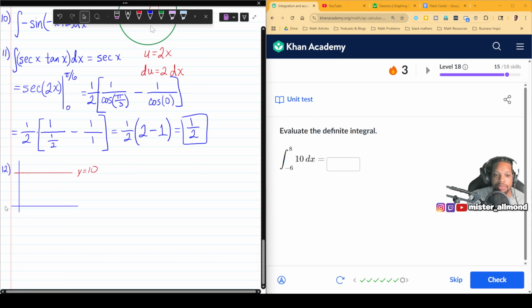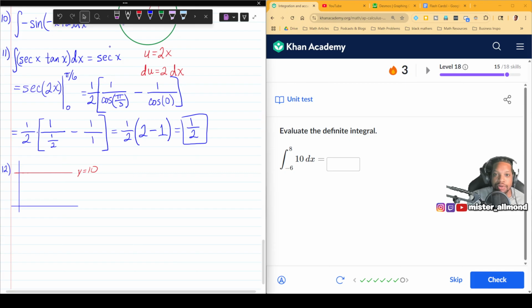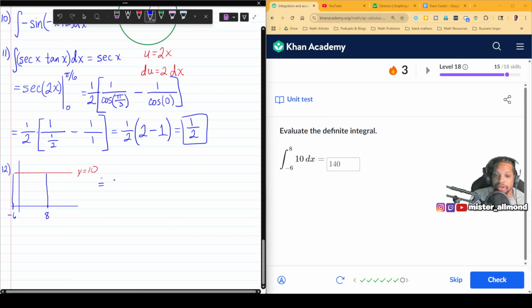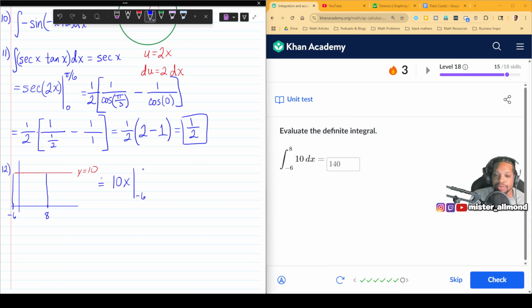And if I'm evaluating this from -6, I should have drawn my y-axis more in the middle. But conceptually, this should still make sense. Let's say that that's -6, and let's say that that's 8. You literally just have a rectangle that you're calculating the area of. So from -6 to 8, that is a span of what, 14? If you go 8 minus -6, and then you take that 14 and multiply it by the height, which is 10, that should give you 140. Alternatively, just for the sake of education, if you didn't recognize that, you could have integrated it and got 10x, and then just done this as normal. So you would have got 10 times 8 minus 10 times 6, or 80 plus 60.